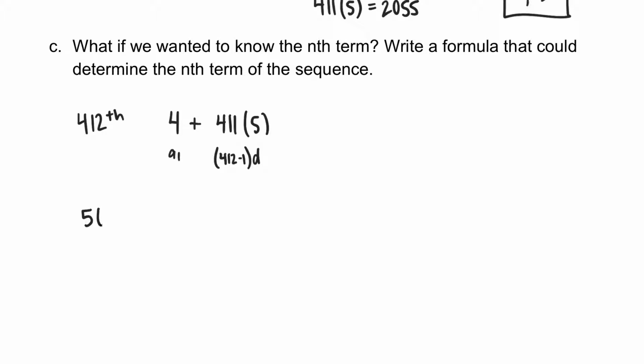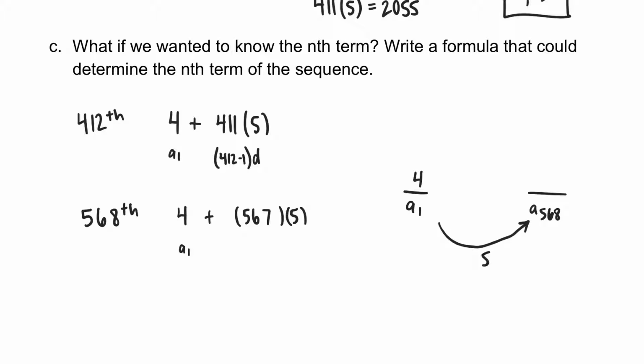For example, if I wanted the 568th term, what would I do? I would start at the first term, a sub 1, and then I would add 5 a certain number of times. The number of jumps here is 567, because if you're at a sub 1, which is 4, and you want to get to a sub 568, that would be 567 jumps. In general, the number of times you have to jump is just 1 less than this number. If you start at 1 and get to 568, you jumped 567 times.